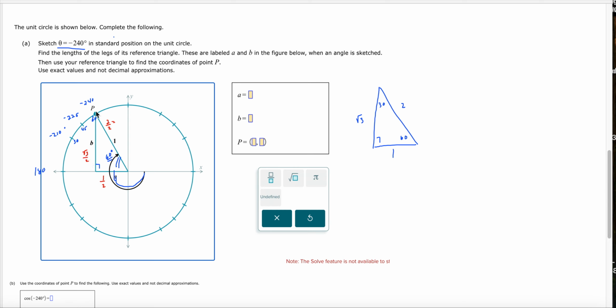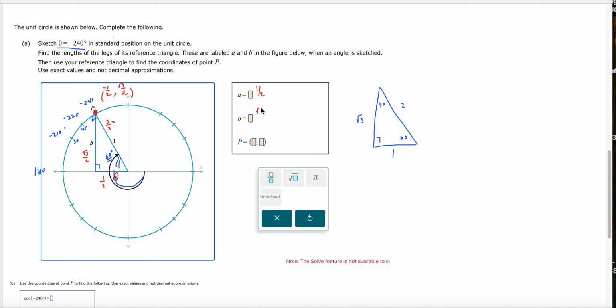So if I'm using that information to find the coordinates of this point P, then that means I would go over to the left 1/2, so that's negative 1/2 if I'm plotting this point, and then up square root of 3 over 2. So that's what we would fill in over here. So side A, which is this side down here, is 1/2.